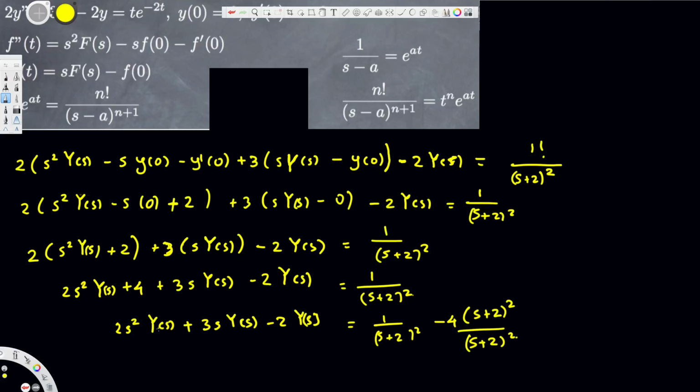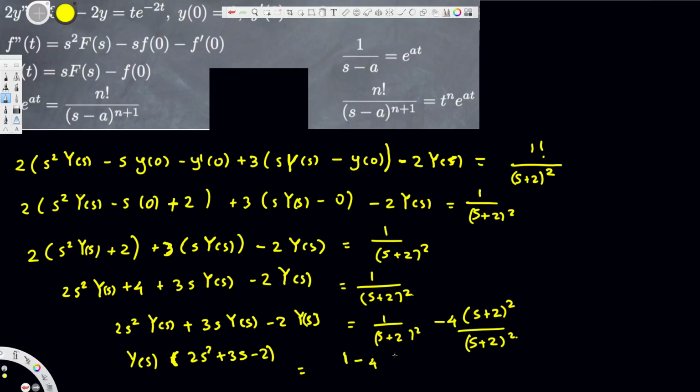And let's take Y of s common here. If we take Y of s common, in the bracket we are going to have 2s square plus 3s minus 2. Okay, in the other side we are going to have 1 over, okay, let's add them together, 1 minus 4 (s plus 2) square.